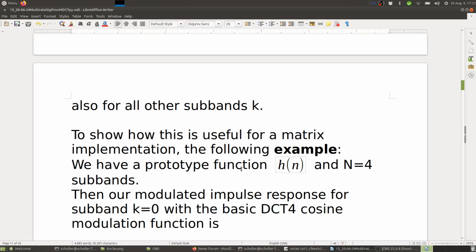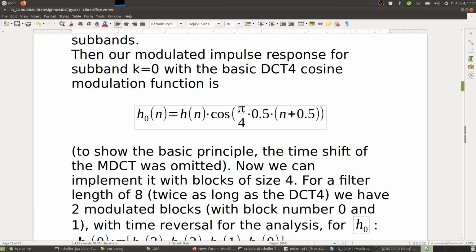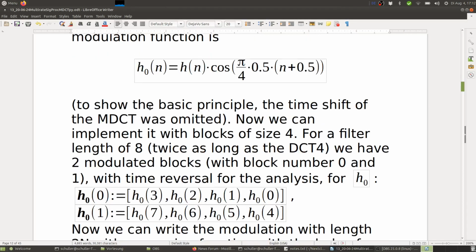We have a prototype function h of n, and couple n equals 4 subbands. Then our modulated impulse response for subband k equals 0 with a basic DCT4 cosine modulation function is this. Right, again here k equals 0. And to show the basic principle, the time shift of the MDCT was omitted again, so it's no capital N over 2 in here. Now we can implement it with blocks of size 4.